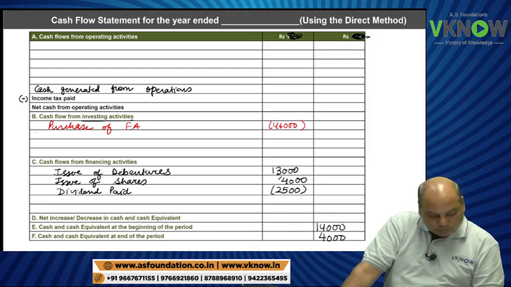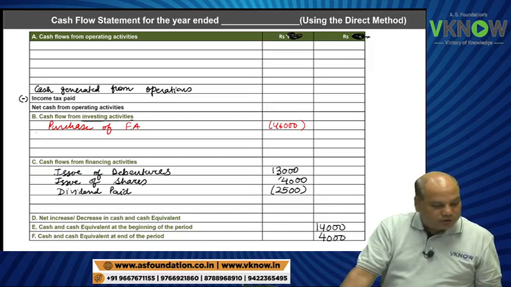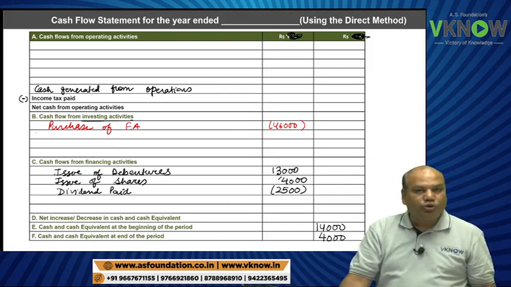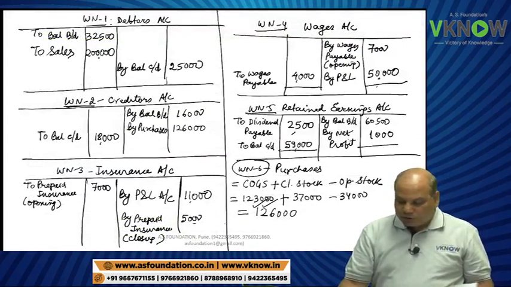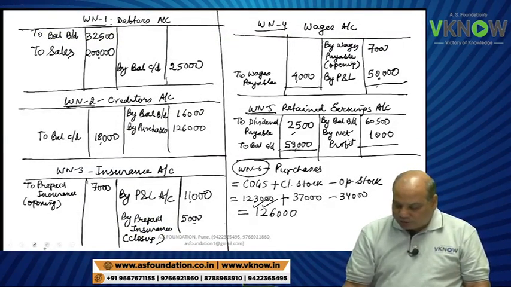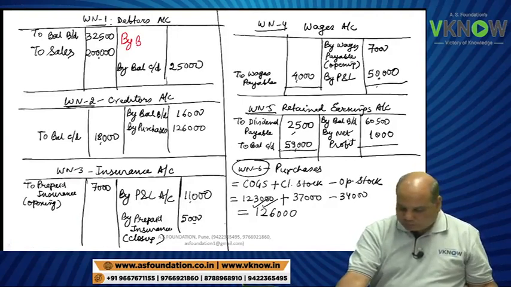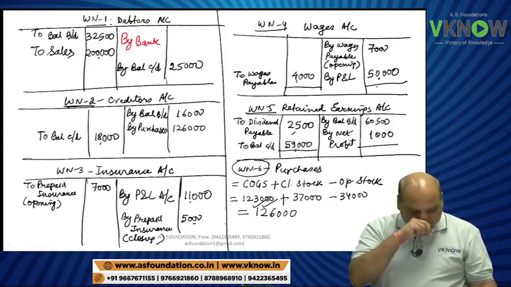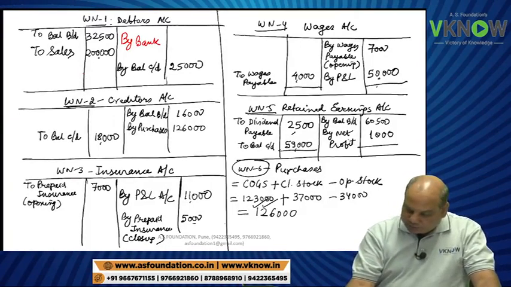Now next is purchase of fixed asset for 46,000, that we have done. Accounts payable was used only for inventory, that also we have done. No debt was retired during the year, means no debenture was redeemed. Only issue of debenture took place. So what you will do, working note 1, debtor account, by bank, balancing figure.